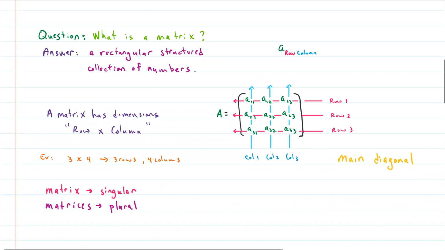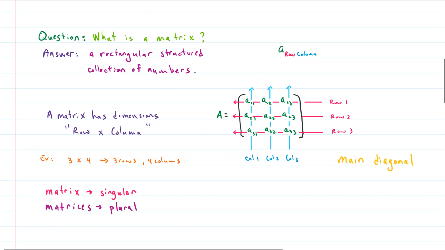So, what is a matrix? Well, a matrix is a rectangular structured collection of numbers. So kind of like this thing right here on the right. It's rectangular. It can be square. Oftentimes it helps you with your computations if it's square, but it doesn't have to be square. It could be rectangular, meaning it could have more rows than columns or more columns than rows. But it does have a dimension. And the dimension of the matrix is the number of rows by number of columns.